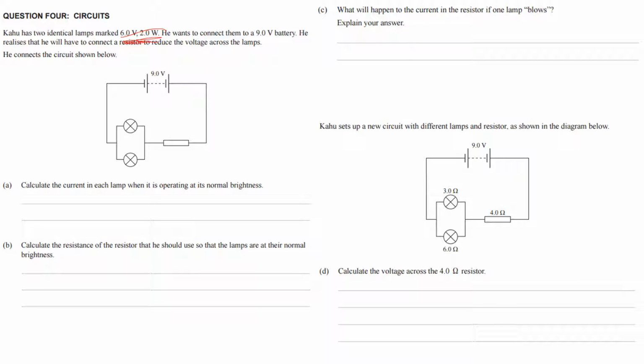Calculate the current. So I is what we want to find the answer to on each lamp that is operating at normal brightness. Now, normal brightness is the brightness we would expect if it was operating at its voltage that's stated on it. Okay, so at its operating voltage, which is 6 volts, and if it's producing the wattage, the power, that is 2 watts. So in order to find I, we're going to have to find an equation that has V and P in it, which is obviously the power equation.